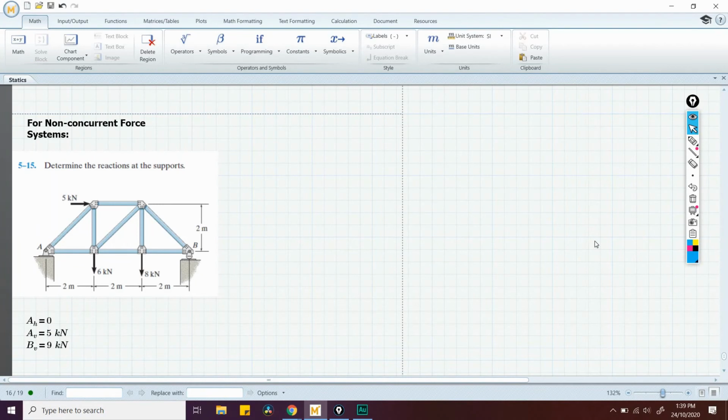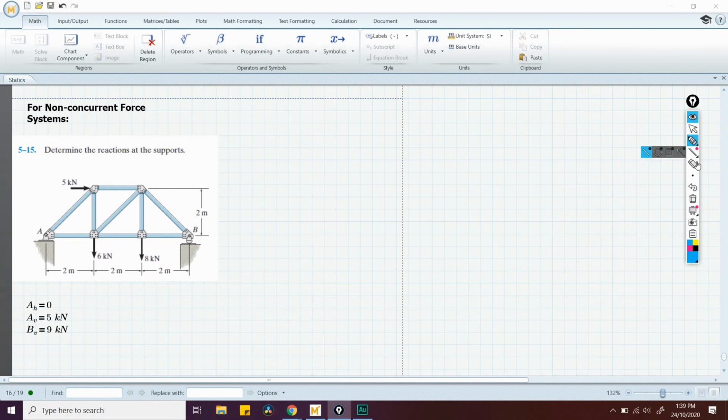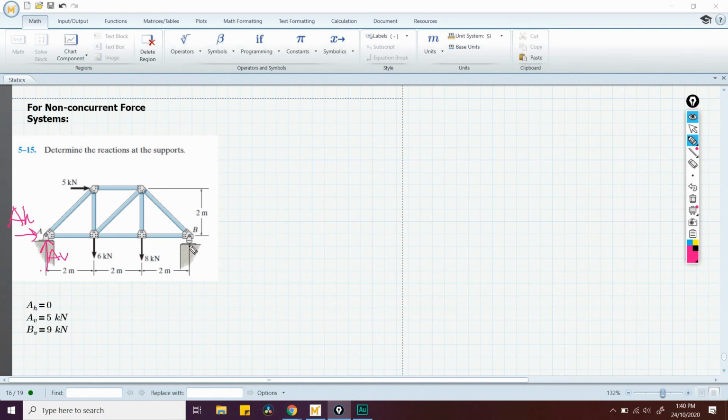Okay, for non-concurrent force systems, ibig sabihin, the forces are not parallel. Wala rin silang common point. Observe muna natin yung ating truss. May truss na binigay sa atin dito. Recall lang natin to. Pag hinge support, dalawa yung ating reaction. So, we will have AV and then A horizontal. Tapos, may B vertical din tayo. Given here, B vertical. Okay, isa lang kasi roller support siya. Okay, so pwede na tayong mag-start.